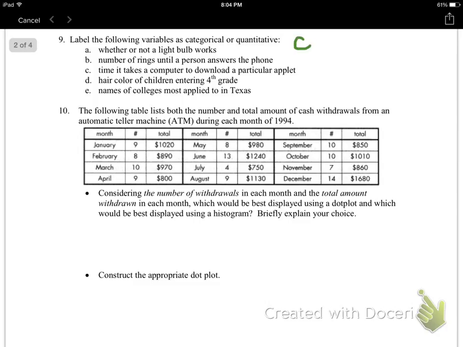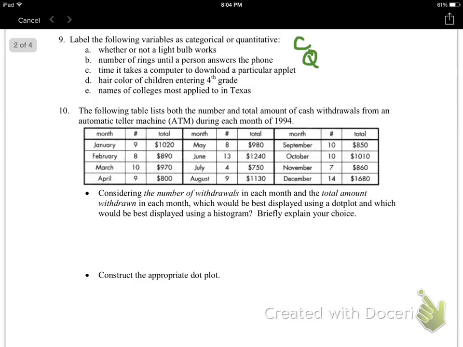Okay, the number of rings until a person answers a phone. Okay, so that could be 5 or 6, so that's a number. Now let's think about this. If I was to take the average of that, if we said 2.3, even though there's not 0.3 rings, the average does make sense. So this is going to be quantitative.